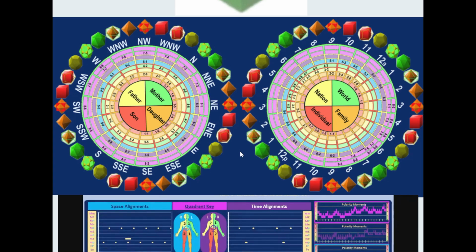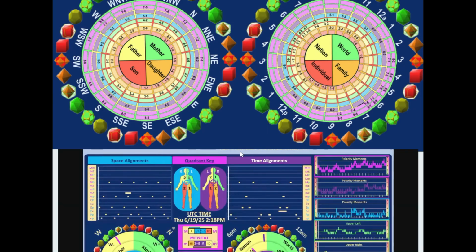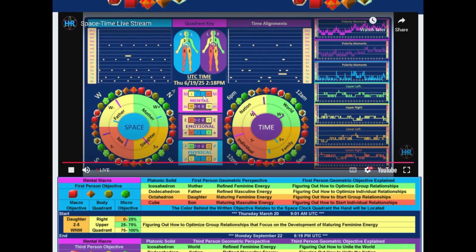Before we move on to this micro objective, I want to connect how these macro objectives are listed. If we come down to the space-time clock and we look at every level here, whether it's the macro mental, the micro mental, the macro emotional, the micro emotional, the macro physical, or the micro physical, what you're going to see is there are number combinations that exist right in here. So we have 2, 5, 3, 6, 2, 2, 6, 7, 7, 2, and 8, 7. What does that mean?